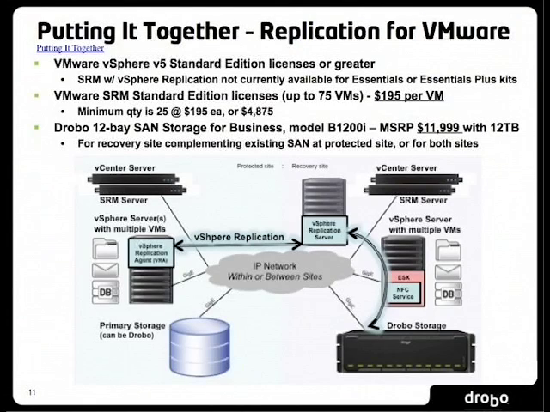Going over the putting it together slide here, if you want to do replication for VMware, it's built into Site Recovery Manager, and as long as you have vSphere 5 Standard Edition licenses or greater, you can have Enterprise licenses or other licenses there, you can use Site Recovery Manager. It's not yet currently available for Essentials or the Essentials Plus kits, but Lee, do you think that might come one day, or for now, should folks assume that Standard is the minimum? For now, I would assume Standard is the minimum.